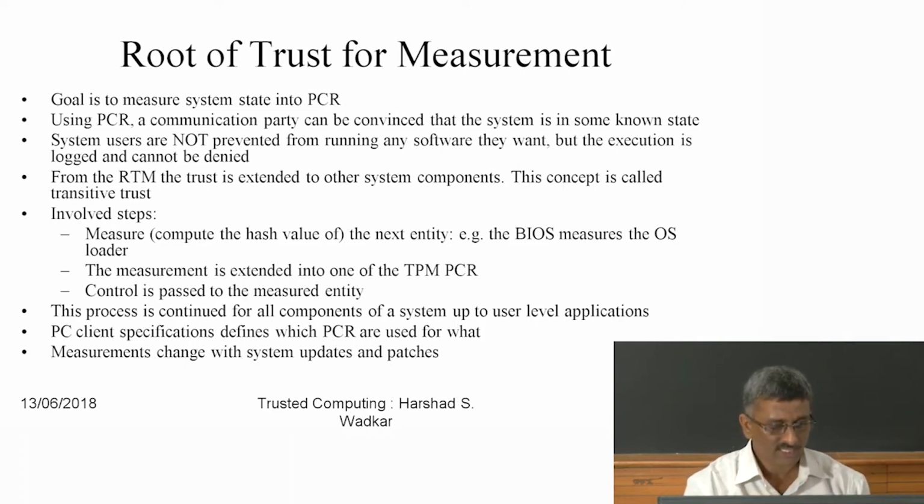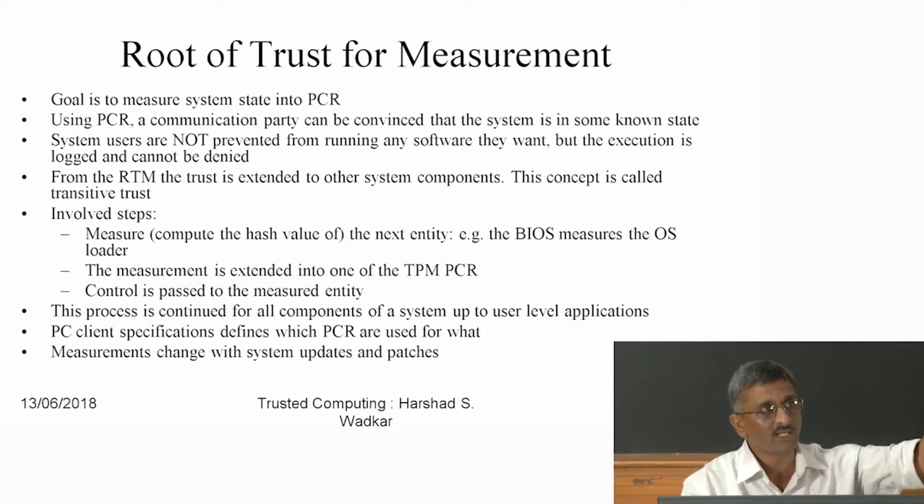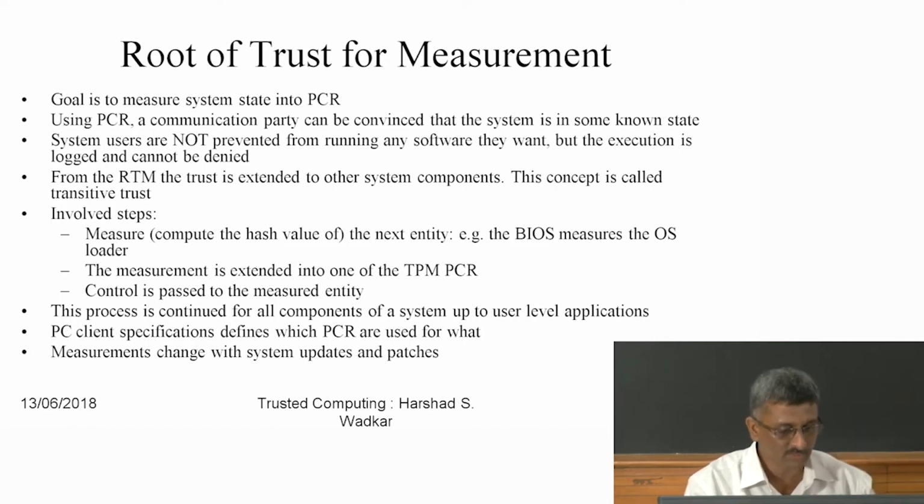The measurement is extended in one of the TPM PCRs. Control is passed to the measured entity, that is, A is checking the measurement of B. If B is loaded, now the control will be available with B. B is going to load C, so if the measurement is found correct, then control will go to C. That is what the statement is talking about. This process is continued for all components of the system up to the user level applications.